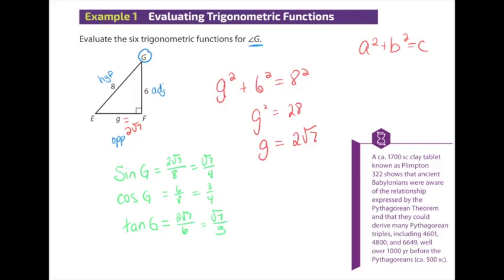All right, to find the other 3, flip them, right? So for cosecant, I'm going to say 4 over square root of 7. Rationalize it. That's going to be 4 square root of 7 over 7. Secant, flip it, 4/3. Cotangent, flip it, 3 over square root of 7. Rationalize it, 3 square root of 7 over 7. Right? So, very simple.